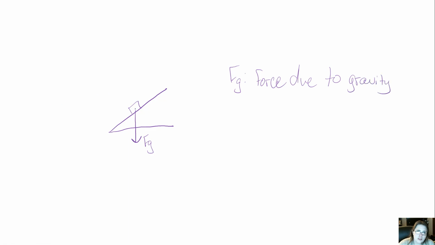Then we have the normal force. And if you remember, the normal force is perpendicular to the surface. Our surface is right here. So we want this to be perpendicular. Okay? And then the force due to friction is opposite of motion.